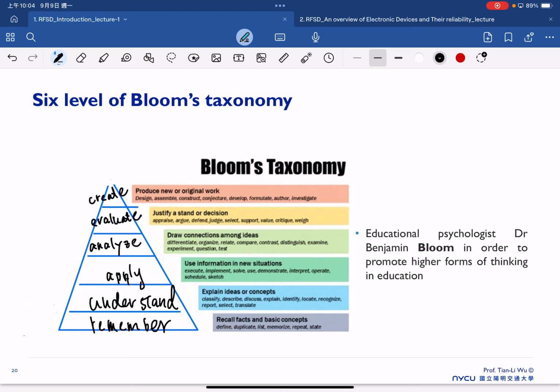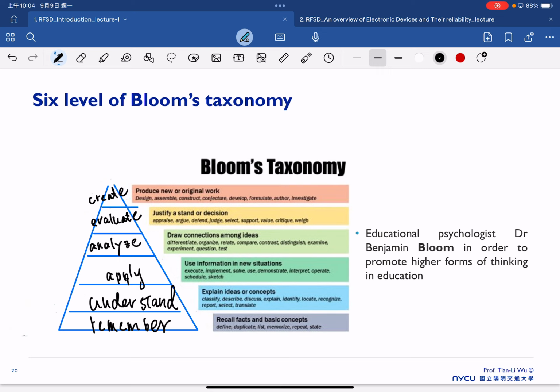Since we understand which one is better, for example you compare 2 or 3 different designs in terms of a certain reliability issue, in the end you can figure out which design is good to improve the reliability of your product. Then you can start to create a new product or new design based on what you have learned from the previous evaluation. So these 6 levels of learning are pretty important.